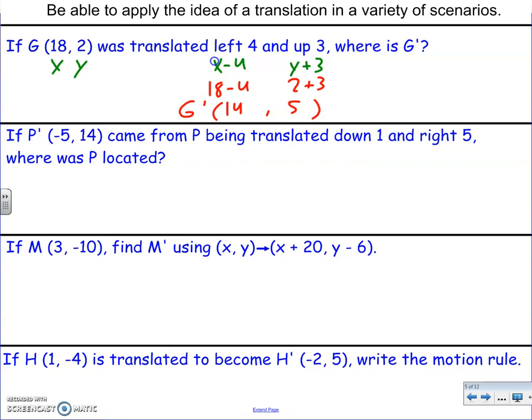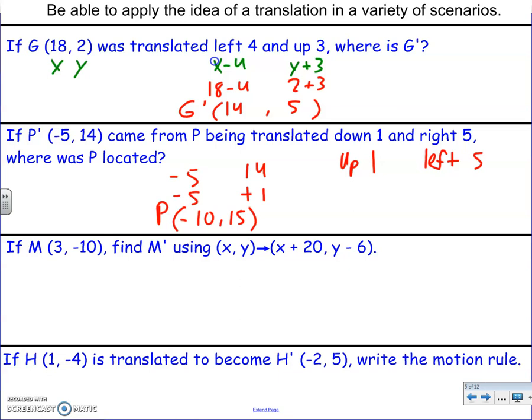Next one, if P prime is at -5, 14, and that came from P being translated down 1, right 5, where's P? Now we're going backwards. We have the end point, P prime, the new point. So to undo down 1, we'd undo it by going up 1. And right 5, you'd undo it by going left 5. So using this point, -5 and 14, we need to add 1 to go up 1. We have to subtract 5 to go left 5. So really our original point is -10, 15. That's where the original P is located. Because now I go right 5, I add 5 to -10, that gives me -5. You go down 1, I subtract 1 from 15, it gives you 14.